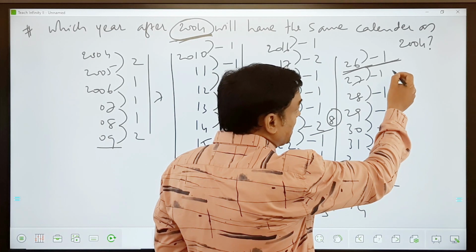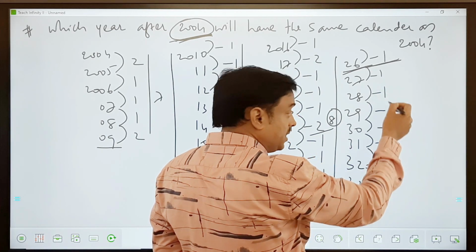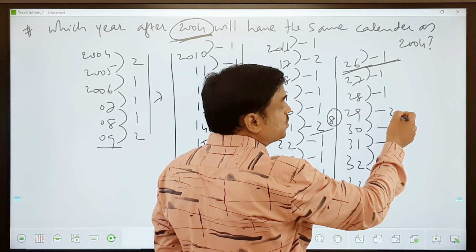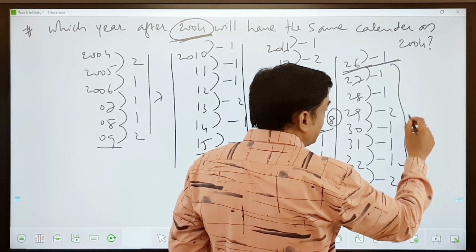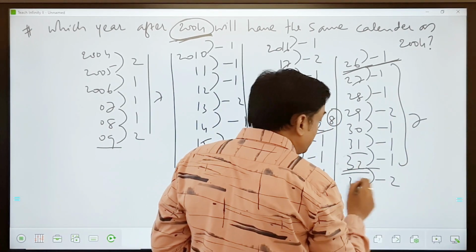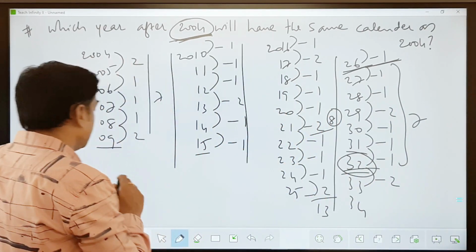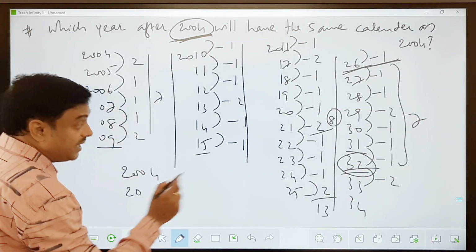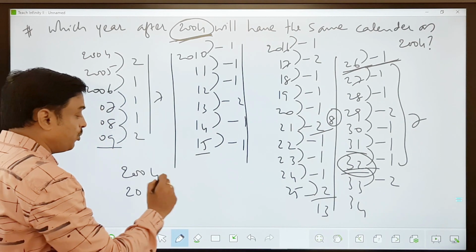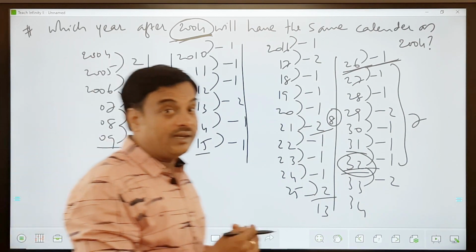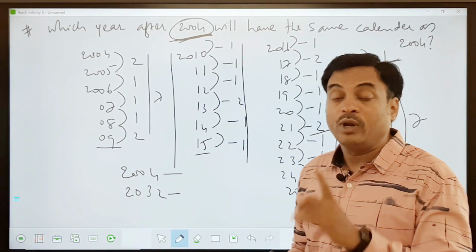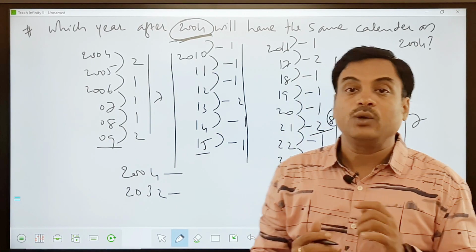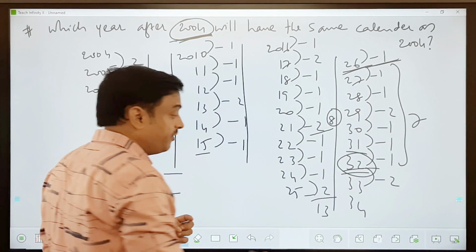So then again count 1 plus 1, sorry, 2, 2 plus 2, 4, 4 plus 3, 7 and this 7 is ending with a leap year. That means a similar calendar of 2004 will be 2032. Now see, both are leap years and the total ended with a multiple of 7. So I should take this till the total ended with a multiple of 7.